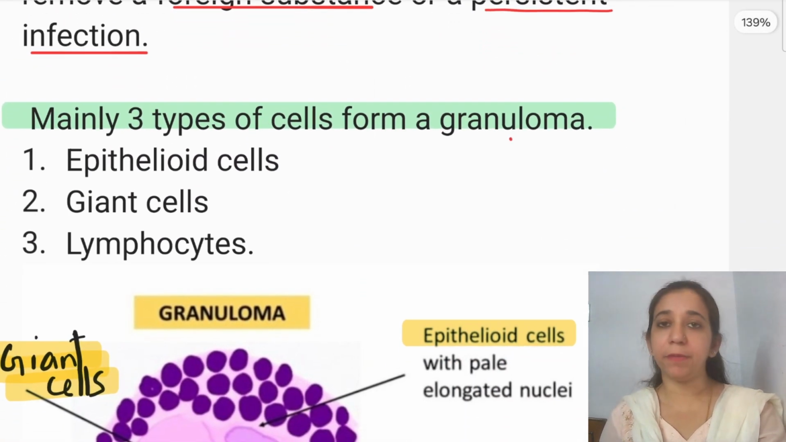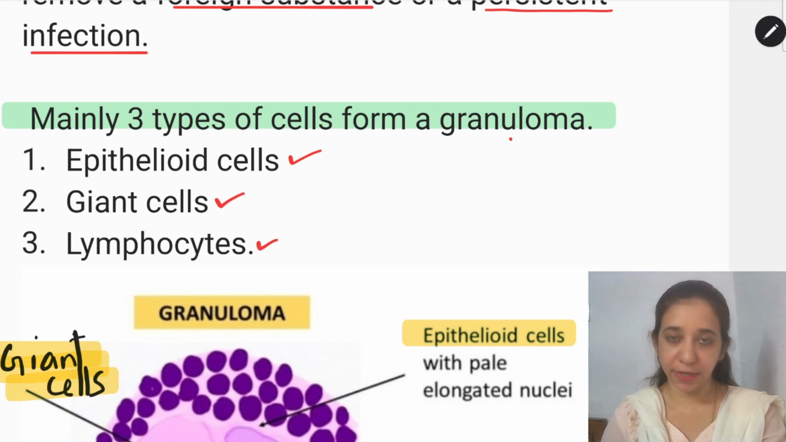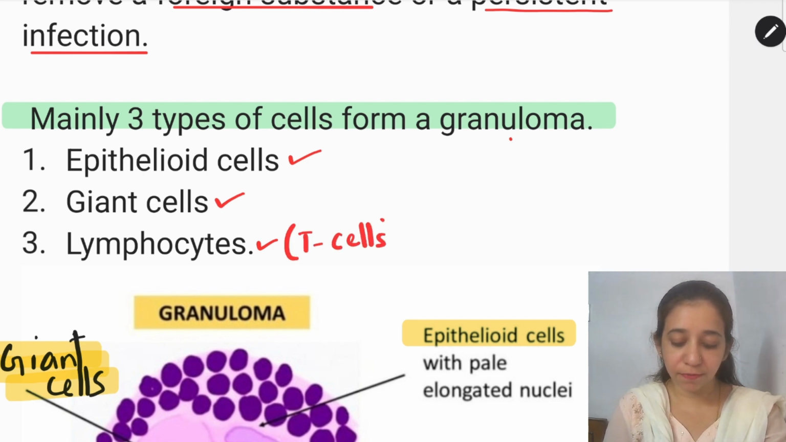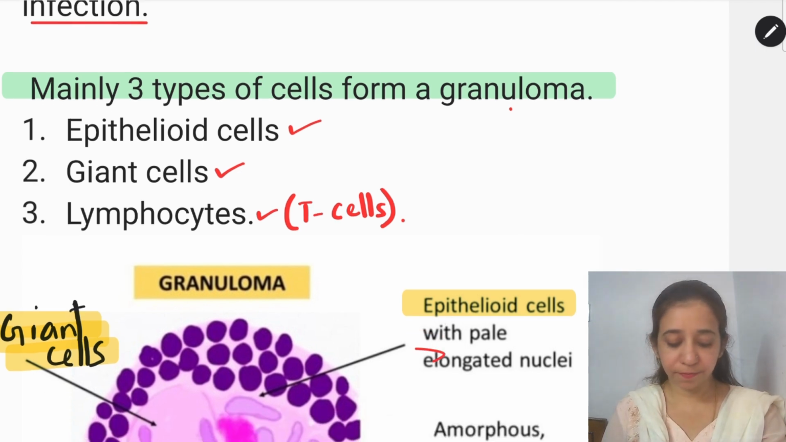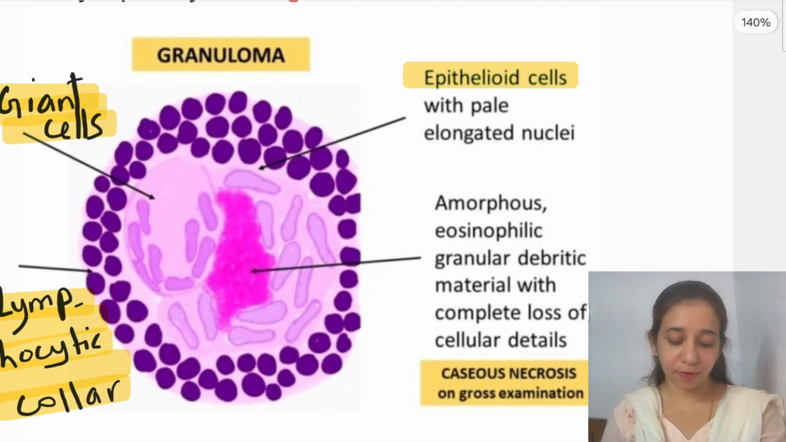So what are the three main types of immune cells that form a granuloma? They are the epithelioid cells, giant cells and the lymphocytes. These lymphocytes are mainly T cells, T lymphocytes. And this is a schematic diagram of a granuloma. What all cells can we see under a microscope?